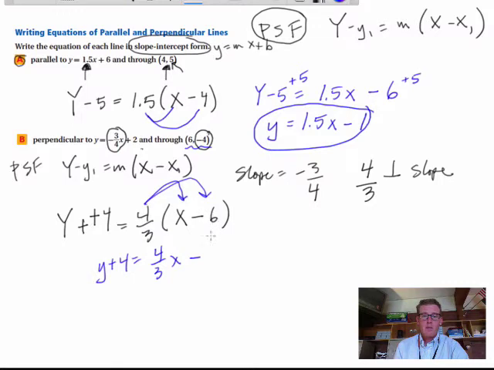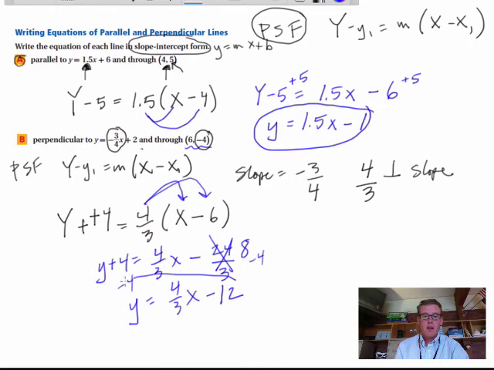Well, 4 times 6 is 24 over 3, and so this just turns into an 8. And then to get y alone, we're going to subtract 4, and I'm left with y equals 4/3 x minus, okay, so minus 8 and minus 4, minus 12. And this equation right here is the line that is perpendicular to our starting equation.